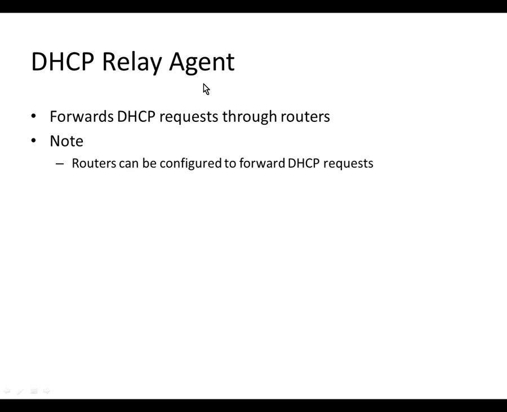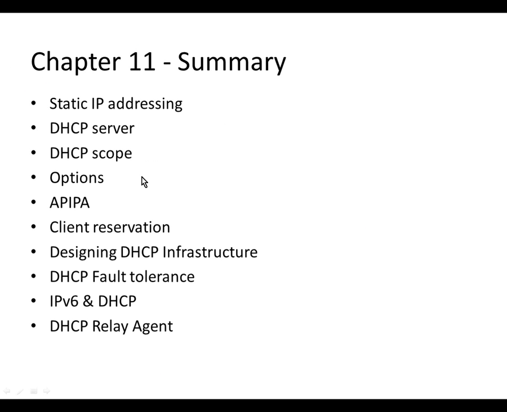And now we have the DHCP Relay Agent installed and configured. The purpose of the DHCP Relay Agent is to forward DHCP client requests through routers. Now, some routers can be configured to forward DHCP requests, in which case we would not need to configure a DHCP Relay Agent.